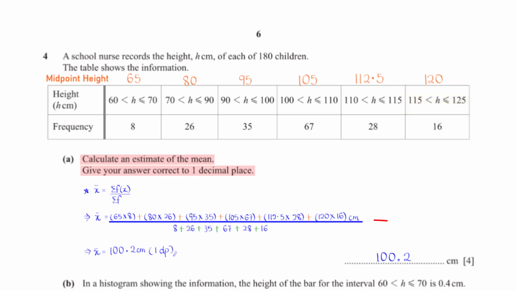So for sigma f x, we have 65 times 8 plus 80 times 26 plus 95 times 35 plus 105 times 67 plus 112.5 times 28 plus 120 times 16 centimeters, divided by the number of children, which is 180. When we type this into the calculator, we get 100.2 centimeters rounded to 1 decimal place.